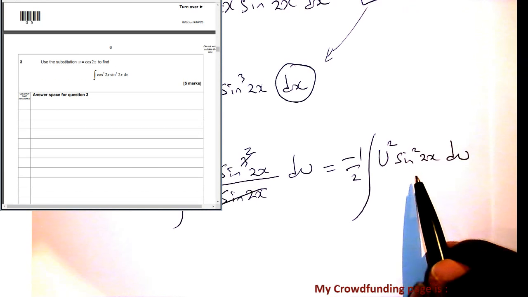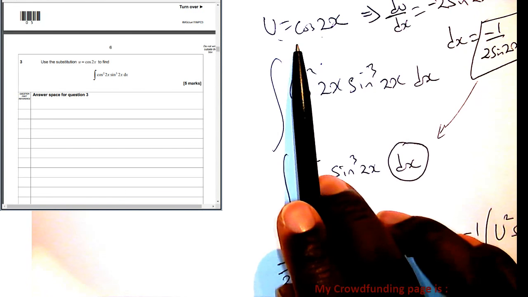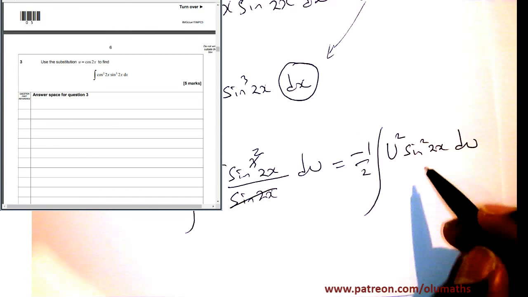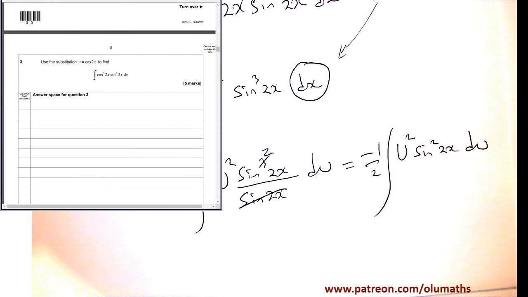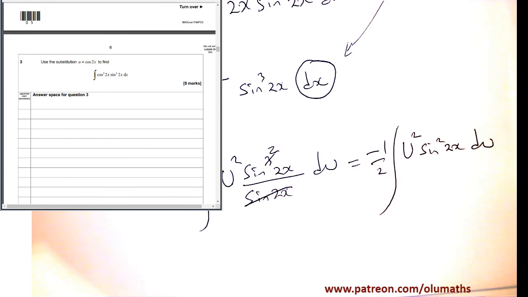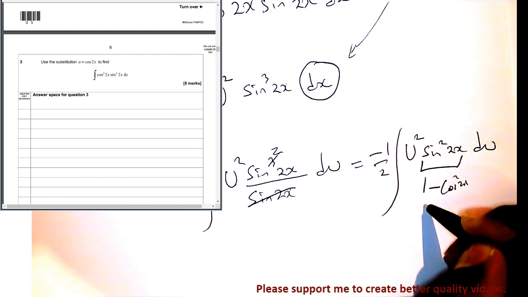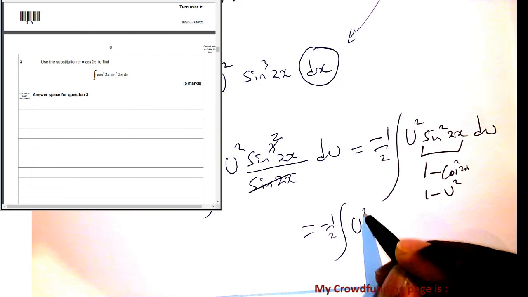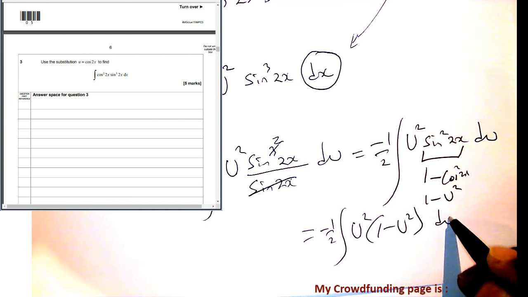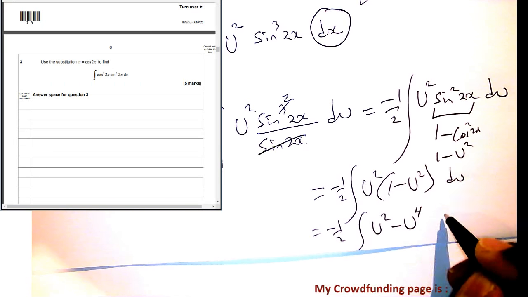Well, worry not about the sine squared 2x, because it's about to go. Remember that u is only cos 2x, and u squared is cos squared 2x. And how does that relate to sine squared 2x? If cos squared is 1 minus sine squared, then obviously sine squared would be 1 minus cos squared. So I would replace this with 1 minus cos squared 2x, which is 1 minus u squared. So this whole thing now becomes minus half integral of u squared into 1 minus u squared du. And if I expand, that becomes minus half integral of u squared minus u to the 4 du.